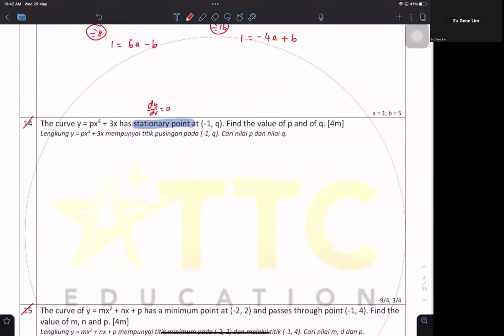So since you know this question is dy/dx equals 0, why not you differentiate first? If you know that this question is a differentiation question, then you differentiate first. Sure you get at least 1 mark, right? Power times in front, power minus 1. X power 0 means no x. Okay, good. And then stationary point, dy/dx is 0.